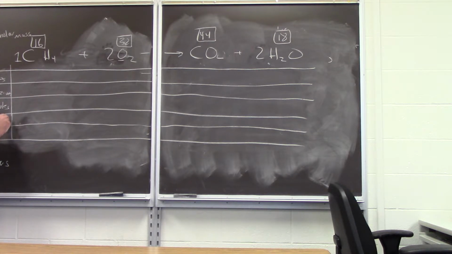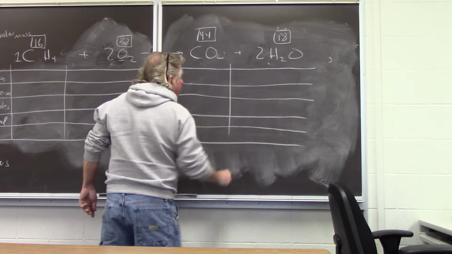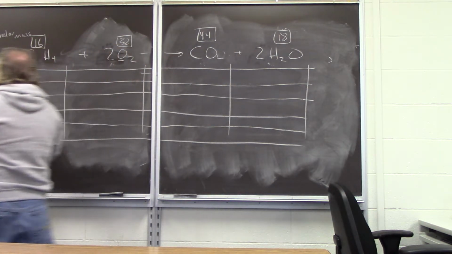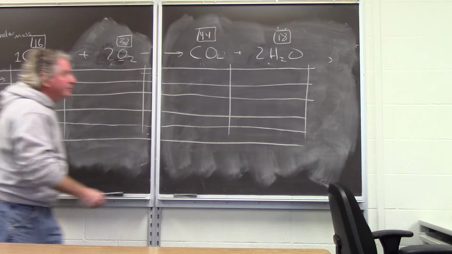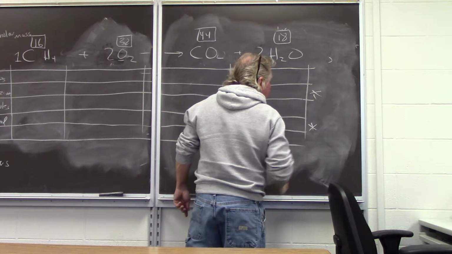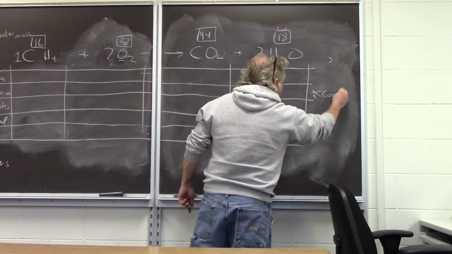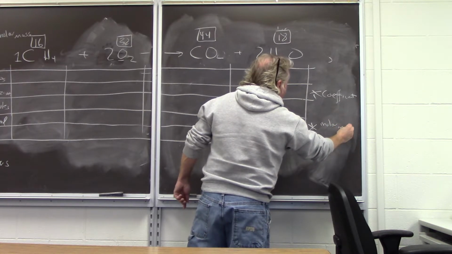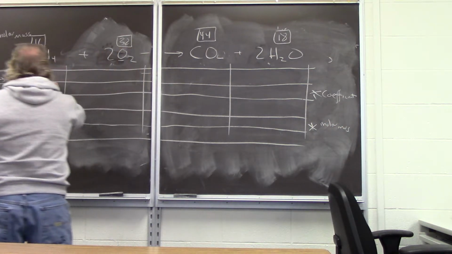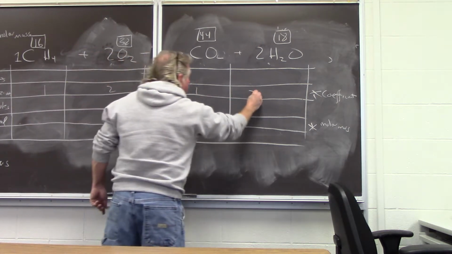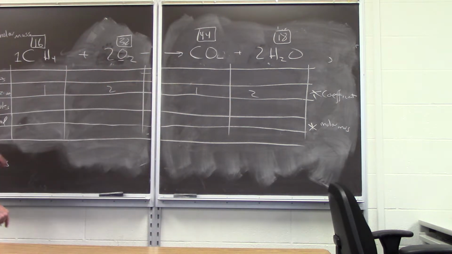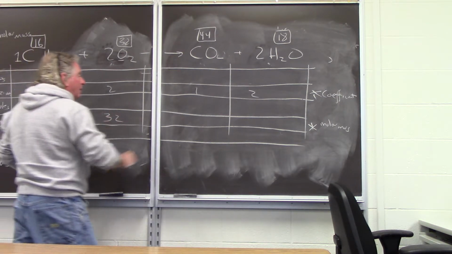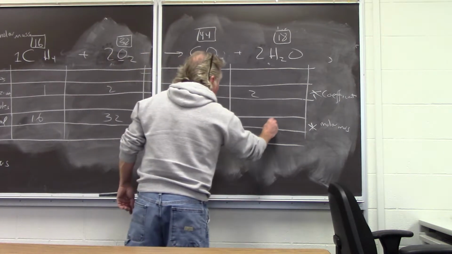Grams per mole, and then grams. Okay, put all the same numbers in here. This column here is my coefficients. This column here is my molar mass. Coefficients, molar mass. So 1, 2, 1, 2. These never change for this chemical reaction. Again, this is 16, 32, 44, and 18.